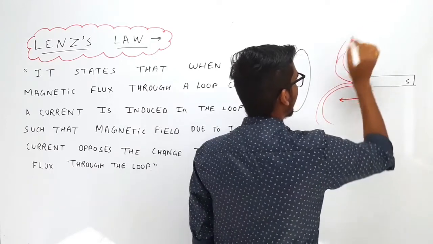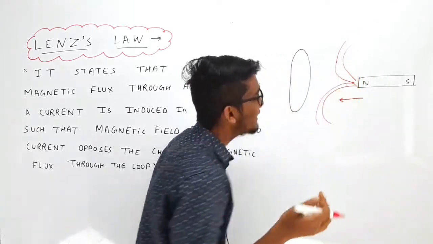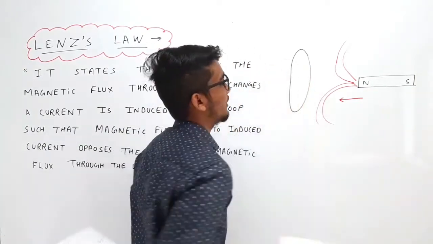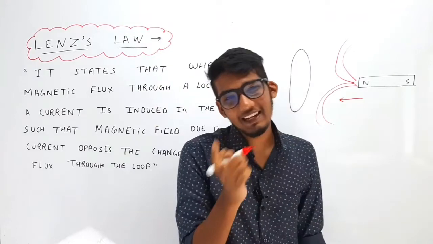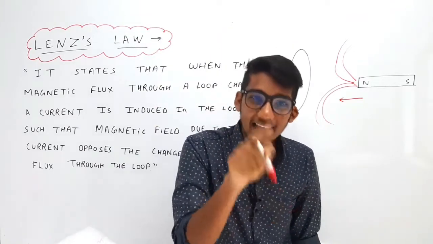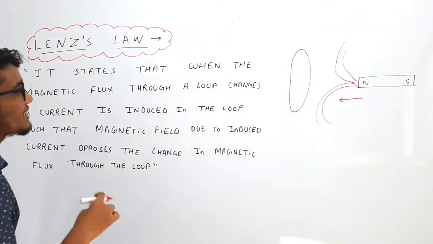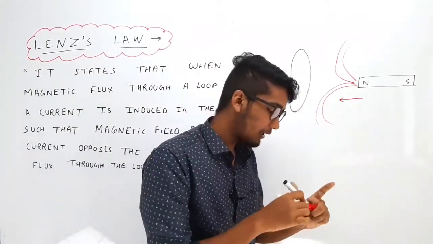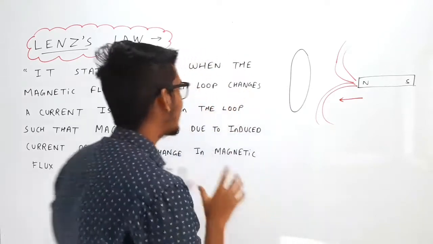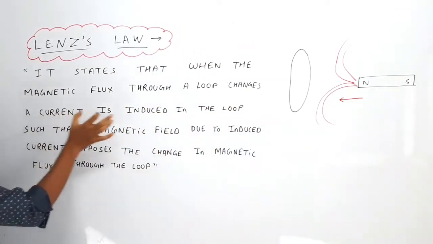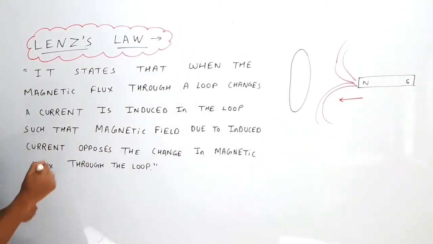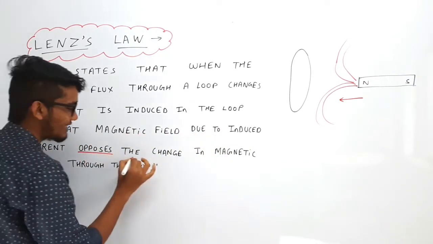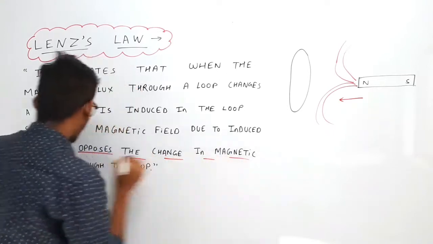So the magnetic flux associated with this coil changes, and due to this change in magnetic flux, there is an induced current in this coil. Now, what is the direction of that induced current? Then comes our Lenz's law, which gives us the direction of that induced current. We can clearly see that a current is induced in the loop such that the magnetic field due to the induced current opposes the change in magnetic flux.